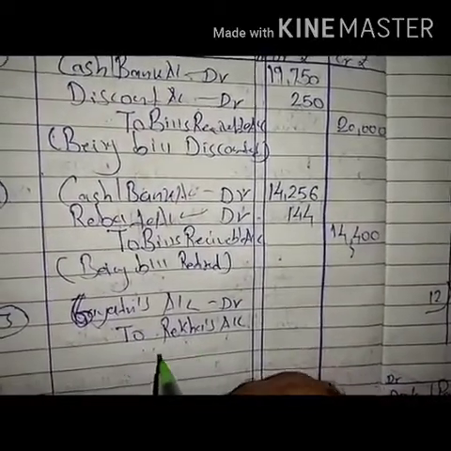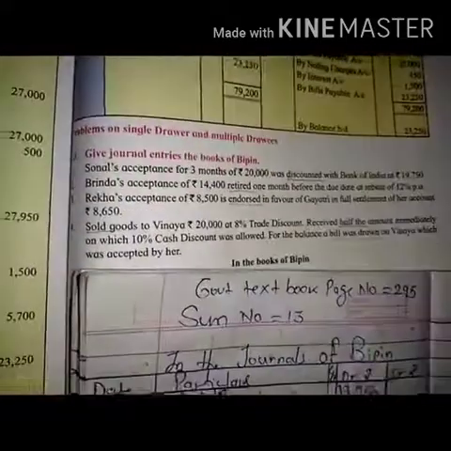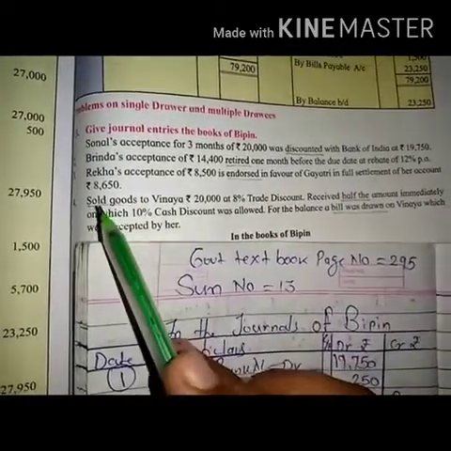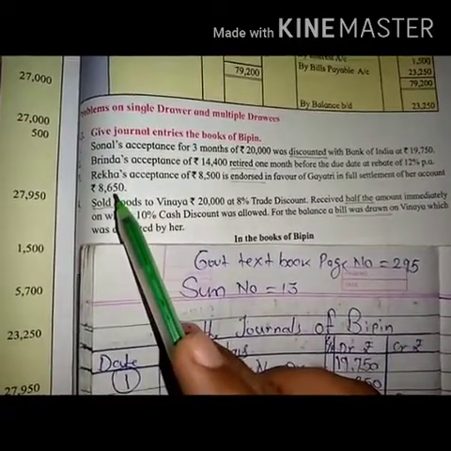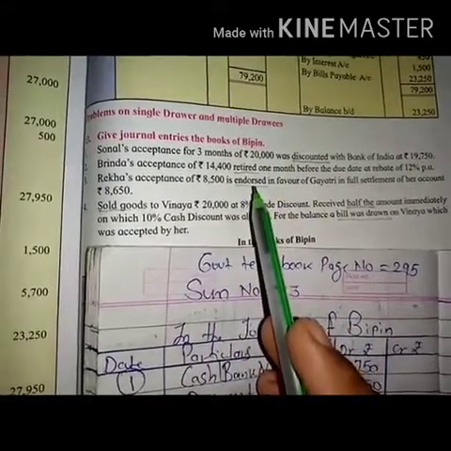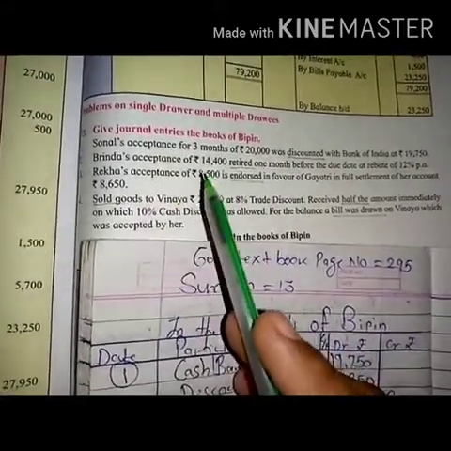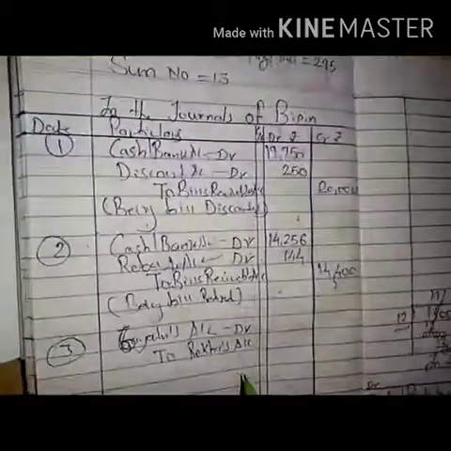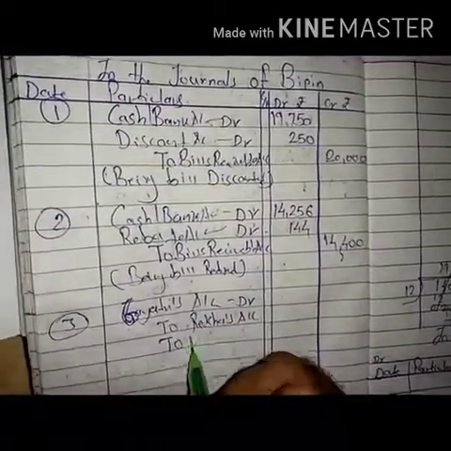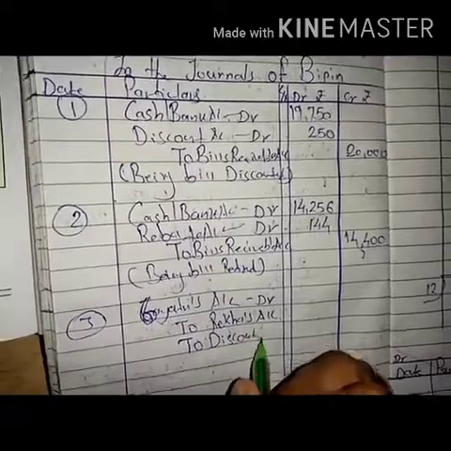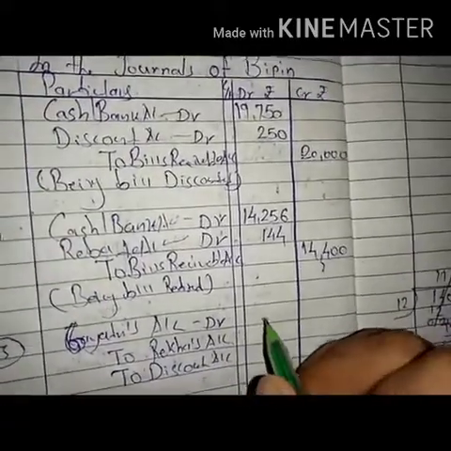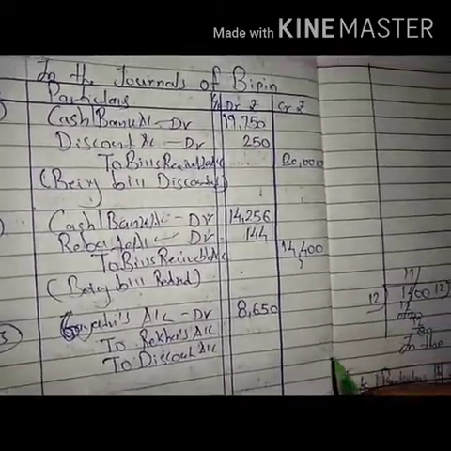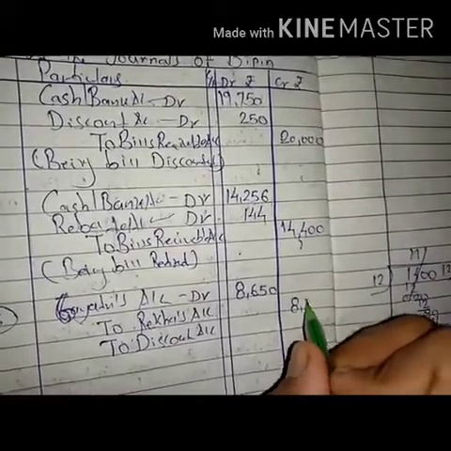Now in this sum what happened? The bill is settled with 8,500 to Gayatri, and the original bill, as we need to pay, means we are the drawee of Gayatri, so we need to pay 8,650, and instead of paying 8,650 we paid 8,500. So we took discount from Gayatri. Now how is it? Total bill to be paid to Gayatri is 8,650. The actual bill is endorsed.